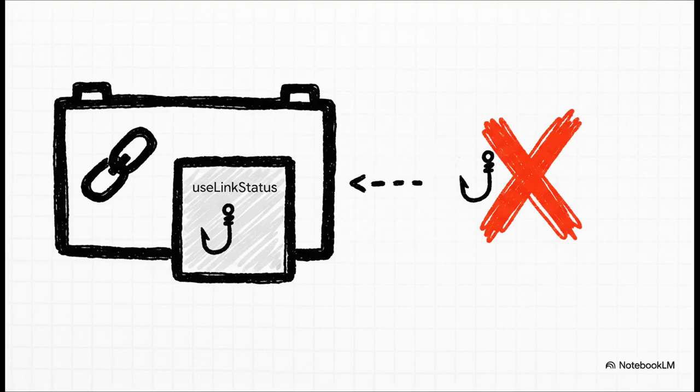And using it is just as easy. First, you just import it from next/link. Then you call it inside your component to get that pending state. Now, there's one crucial rule here. The component you use it in has to be a child of the link component you're trying to track. You can't just throw it anywhere. It needs that context so it knows which link status you're actually asking about.